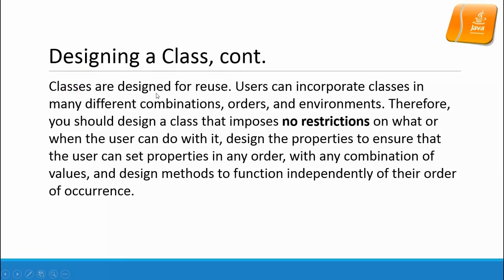Designing a class: classes are designed for reuse. Users can incorporate classes in many different combinations, orders, and environments. Therefore, you should design a class that imposes no restriction. So basically, you cannot assume that the user knows something. You should only follow the guideline that you provide some information for the users. You shouldn't assume they know something more. So no restriction on what or when the user can do with it. Design the properties to ensure that users can set a property in any order with any combination of values, and design methods to function independently of their order of occurrence.